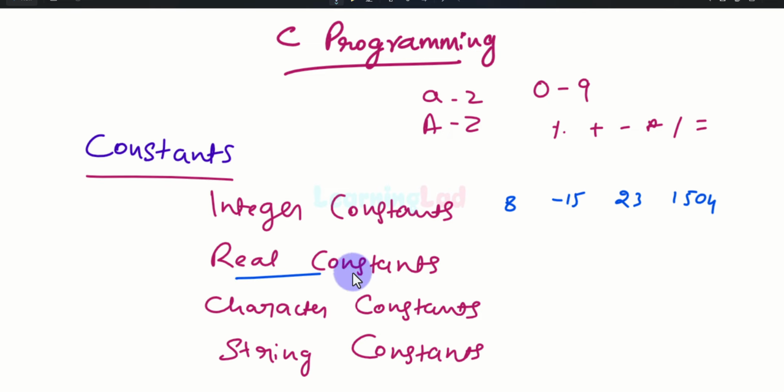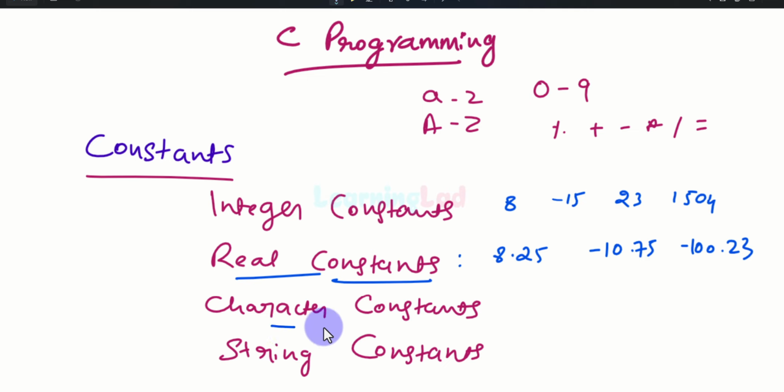Then we have these real constants. Real constants are the numbers with decimal places. For example, we have the number 8.25 or minus 10.75 or minus 100.23. So these real constants are the numbers with decimal places.